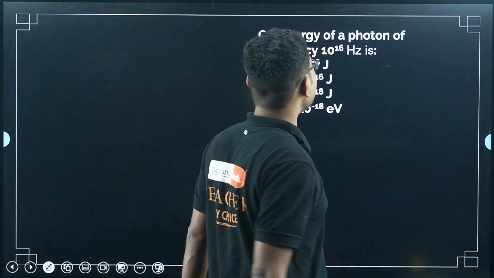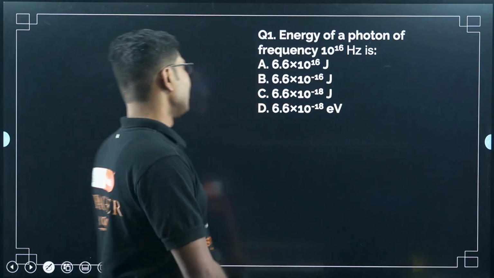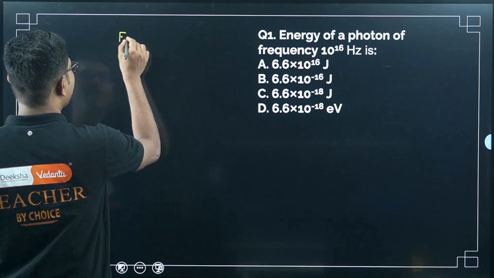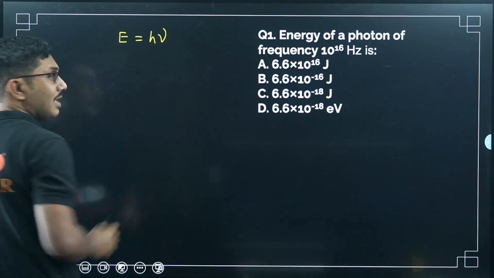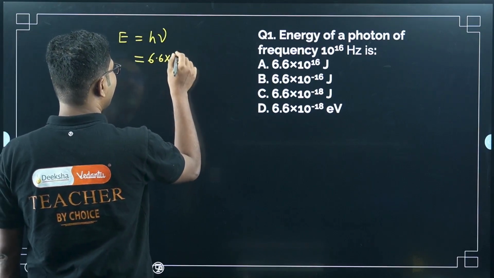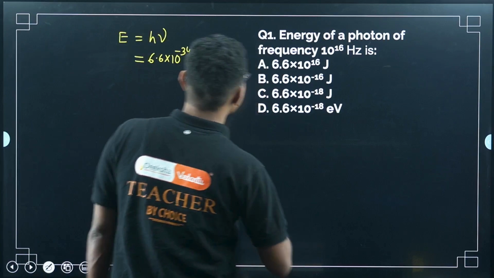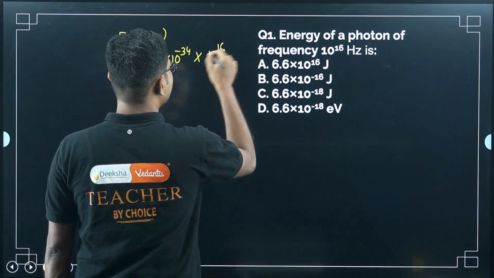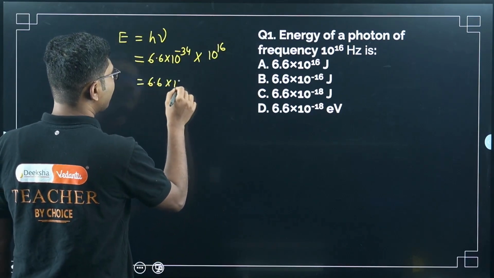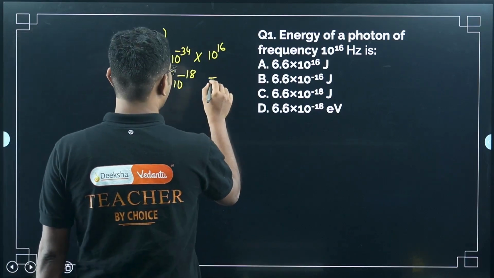First question: energy of a photon of frequency 10 to the power of 16 hertz is. So they have asked you to find the energy of a photon. It's a very simple question. Energy of a photon E is equal to h nu, right? So h is 6.6 times 10 to the power of minus 34 joule seconds, and frequency is 10 to the power of 16 hertz. So just multiply them, simple as that. So it will be 6.6 times 10 to the power of minus 18 joules.